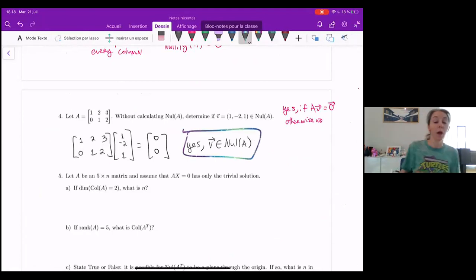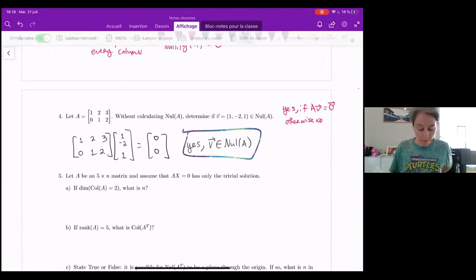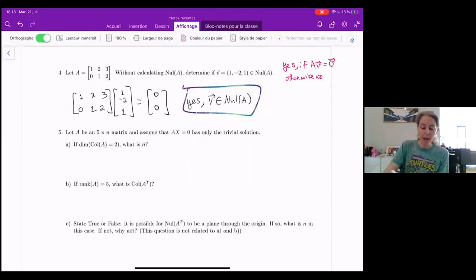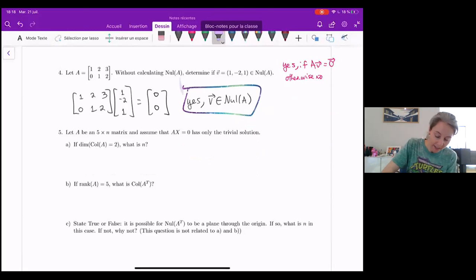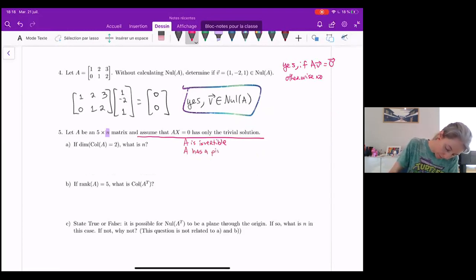Okay, for 5A, let A be a 5 by n matrix. In this case, we're actually not given the number of columns, but we are assuming that AX equals 0 has only the trivial solution. What that means is A is invertible. A has a pivot in every column, which means that rank A should be equal to the number of columns.